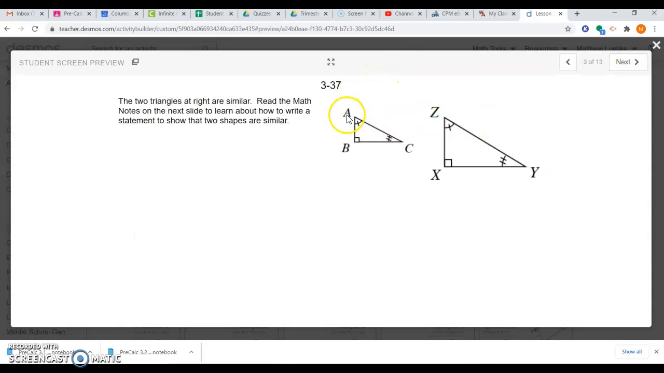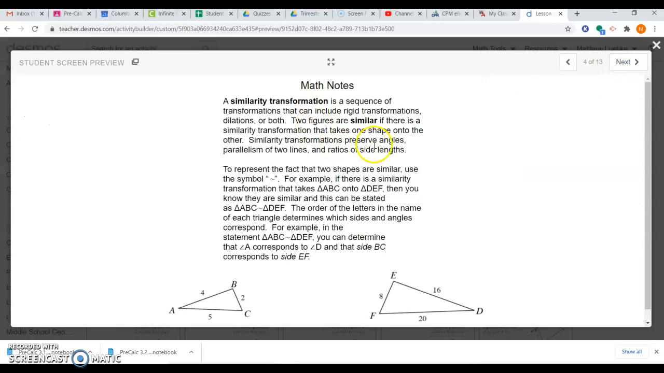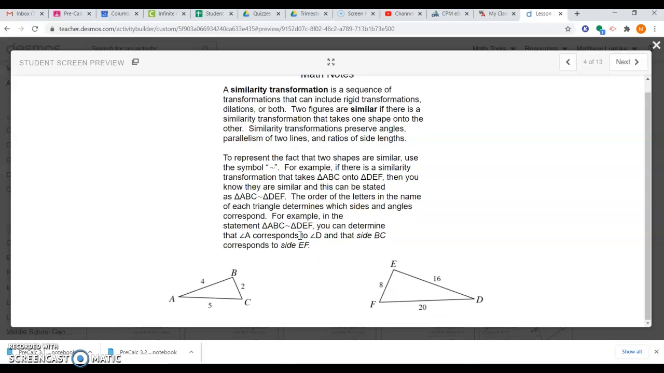Here we have this math notes. It's going to tell us to read the math notes in the next box, and it's an important one to read. So make sure you spend the time and understand what they're saying here. And so it's talking about two figures being similar. Okay, and what it means to be similar is that you can perform these similarity transformations, meaning rigid transformations and dilations. If you can perform those transformations and have them land on top of each other, we know the shapes are going to be similar.